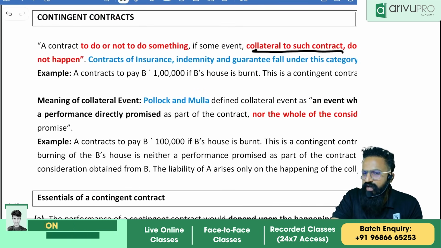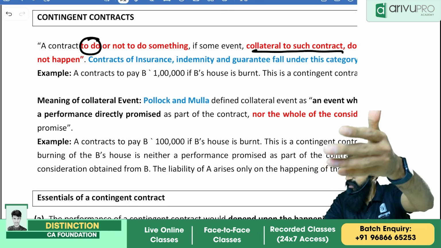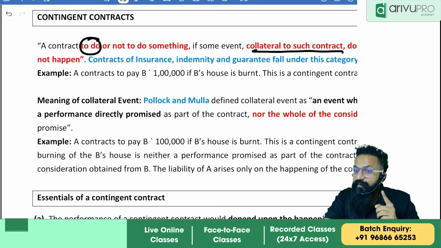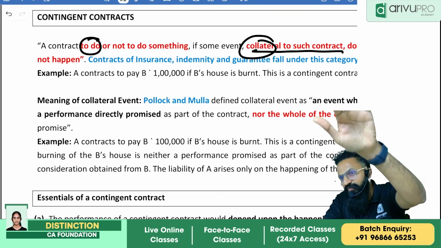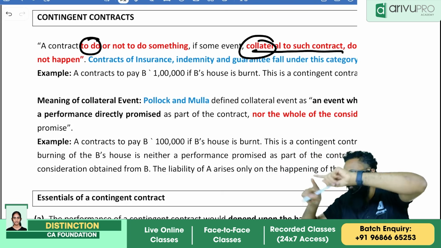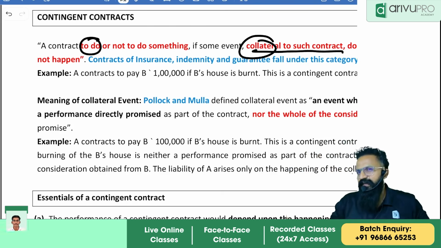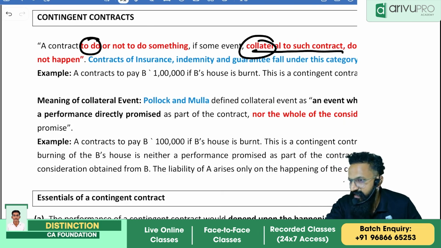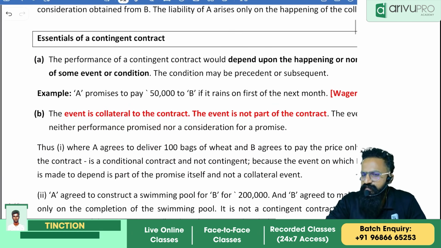Let us imagine a contract to pay some money if an accident happens. If some event collateral to such contract happens, I will pay you money. That is, if an accident happens, I am agreeing to give you money. So, the best examples are indemnity contract, insurance, guarantee contract, as the case may be. Correct? Okay.